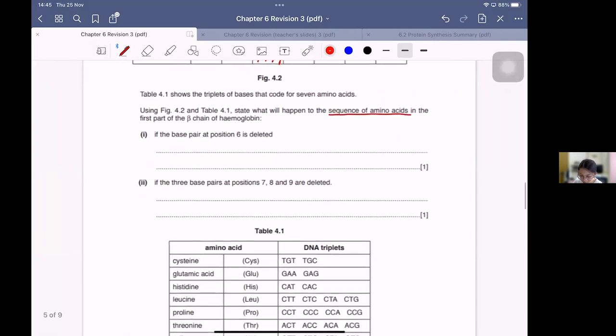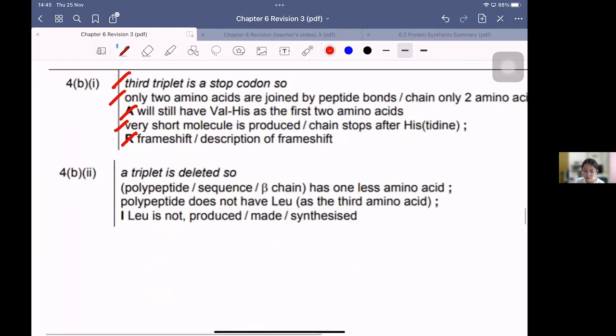So let's look at the mark scheme for the answer. A triplet is deleted. Therefore, the polypeptide has 1 less amino acid. And the polypeptide does not have leucine as the third amino acid as the triplet is deleted. Ignore "leucine is not produced or made or synthesized."